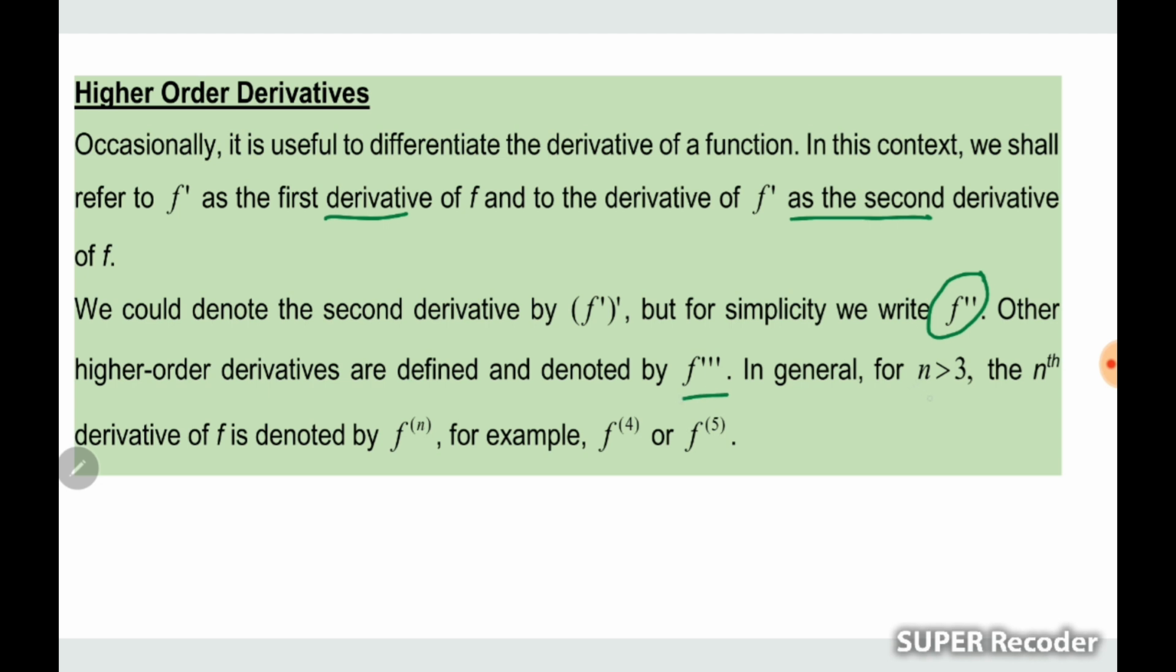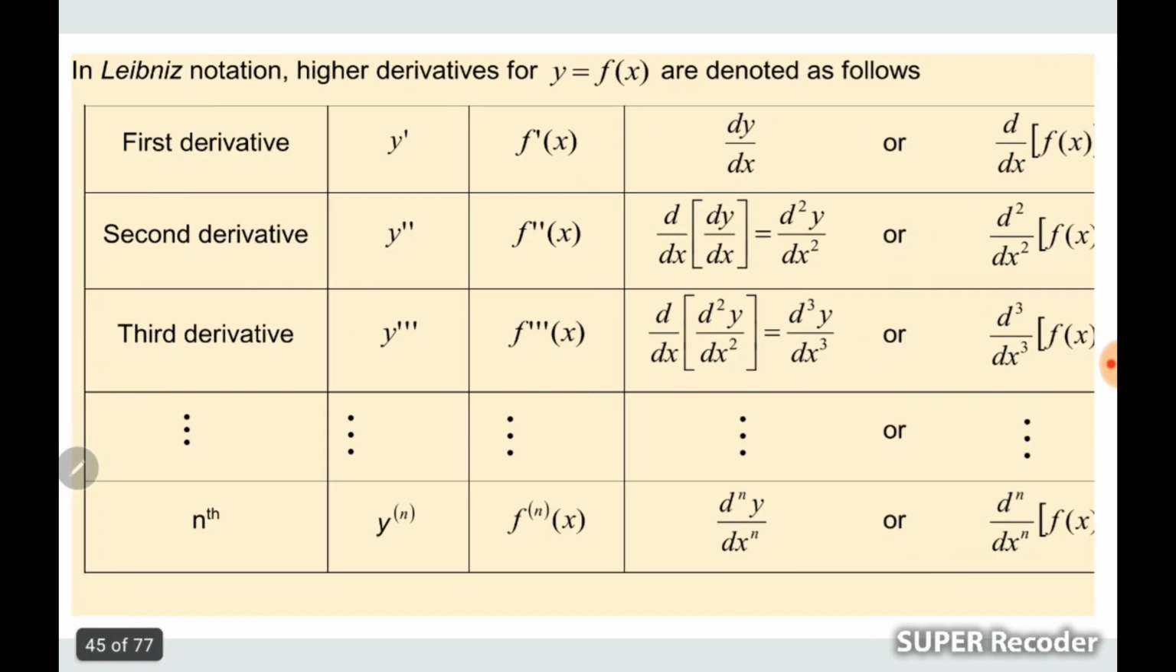In general, for n more than 3, the nth derivative of f is denoted by f to the power of n. For example, f to the power of 4 or f to the power of 5. In Leibniz notation, higher derivatives of y equals f of x are denoted as follows. For the first derivative, y prime, or you can write f prime x, or you can write dy dx, or we can write d dx of f x, close the bracket.